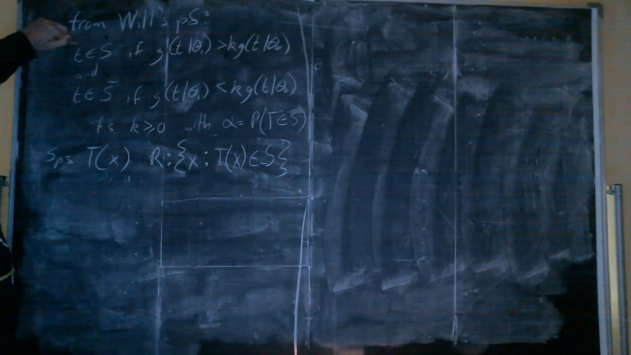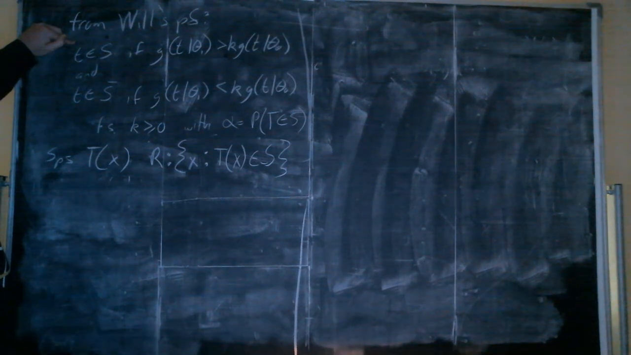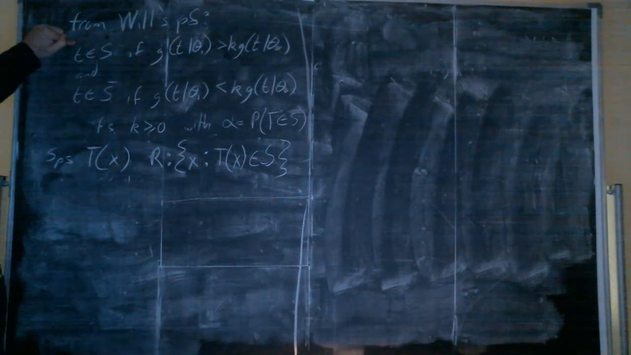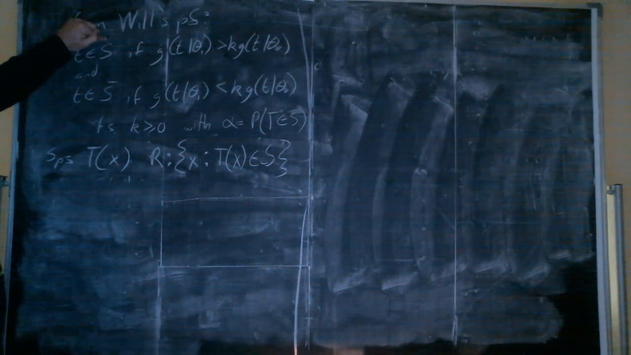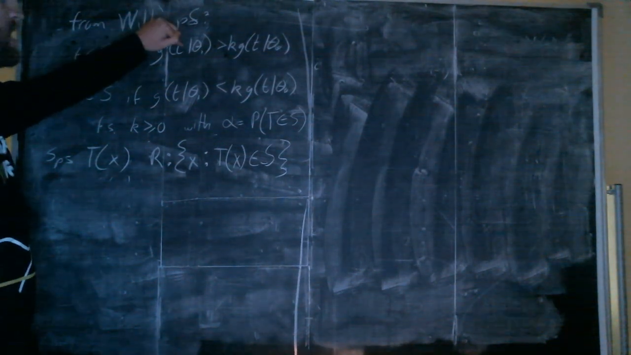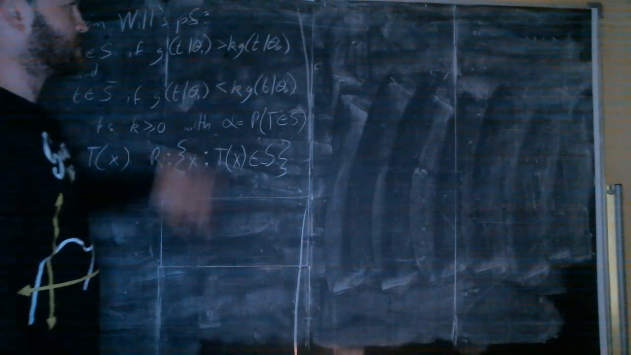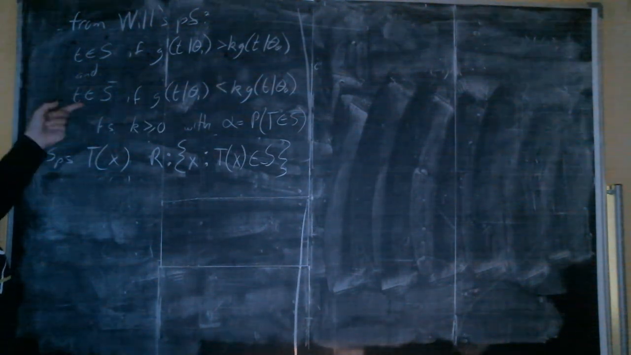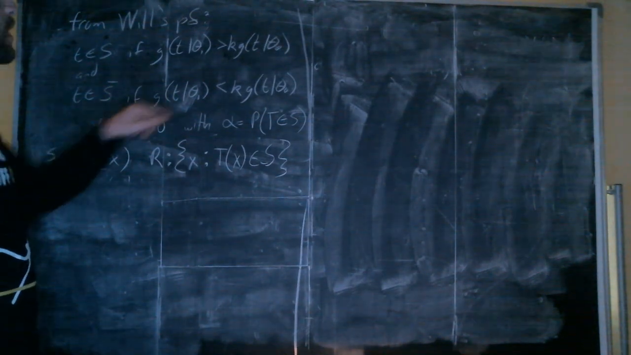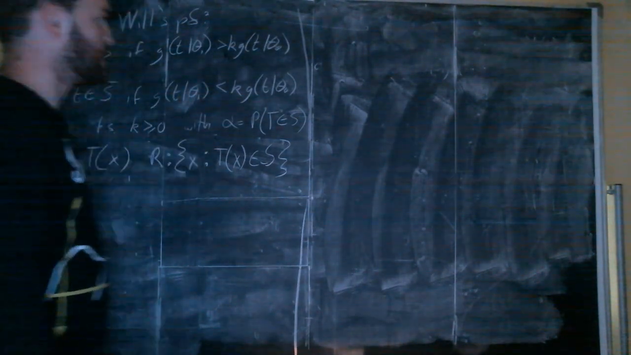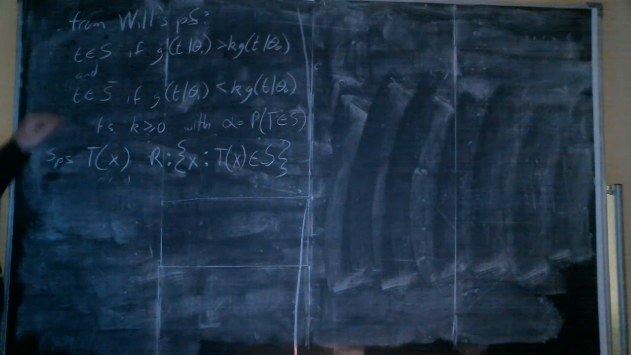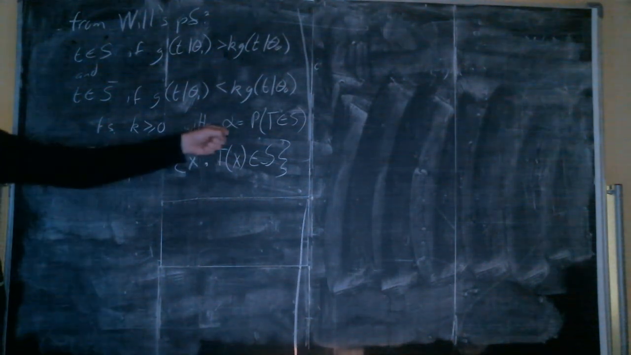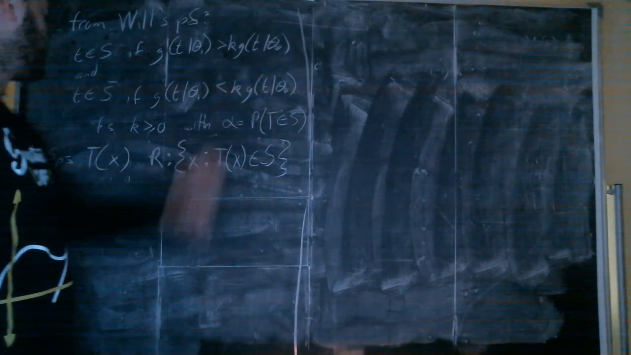Our test statistic T, and remember this is something based off of our random sample, is going to fall within the rejection region S if g of t given theta 1 is greater than k times g of t given theta naught. And it'll fall into the complement of S, or not the rejection region, if g of t given theta 1 is less than k times g of t given theta naught. Now this is for some k that's greater than or equal to 0, with the alpha level corresponding to this probability here.